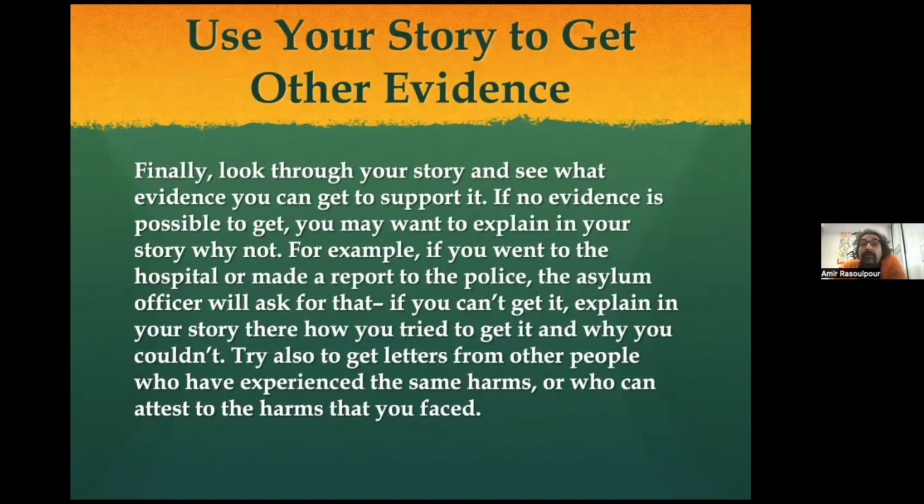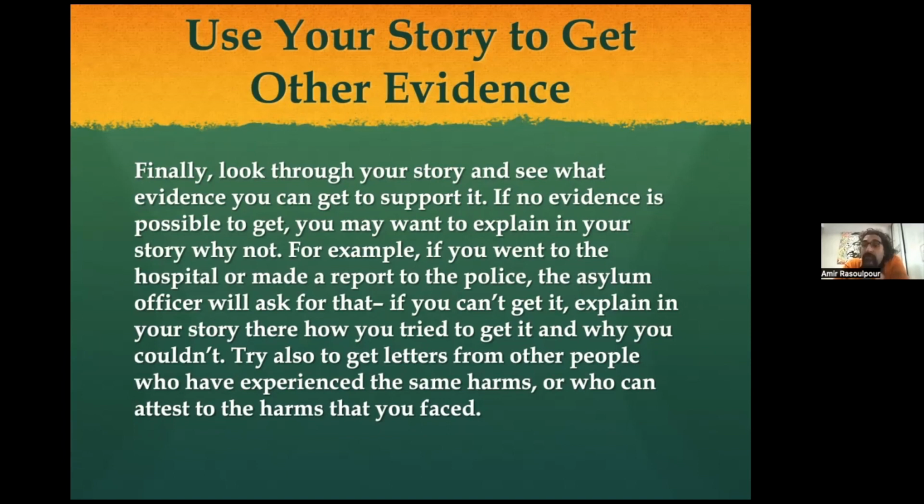And then, use this story as a template to see what sort of evidence you can get. You don't need to submit evidence at the same time that you file your 589. You can submit it before your asylum interview, but the story is a good way to see what is available. And the story, so for example, let's say you went to the hospital. Can you get a hospital report? If you can't get the hospital report, you may want to even just include in the story, I can't get it because of this. Explain why you can't get certain things.